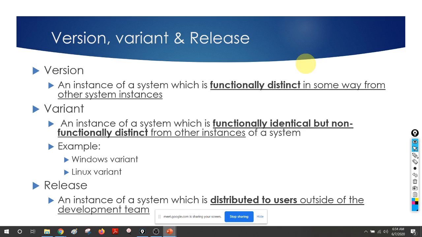Then we have release. Release means again a version, but a version that we have released to the customer, or the users, because there can be some versions which are internal releases, like a QA release. Just for testing we have given it to the QA team. So there can be internal versions as well, but release means those given to the customers.